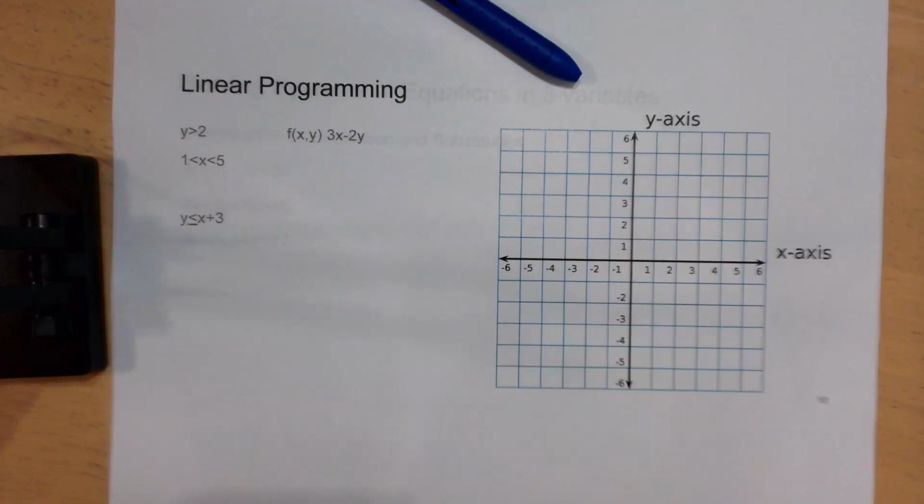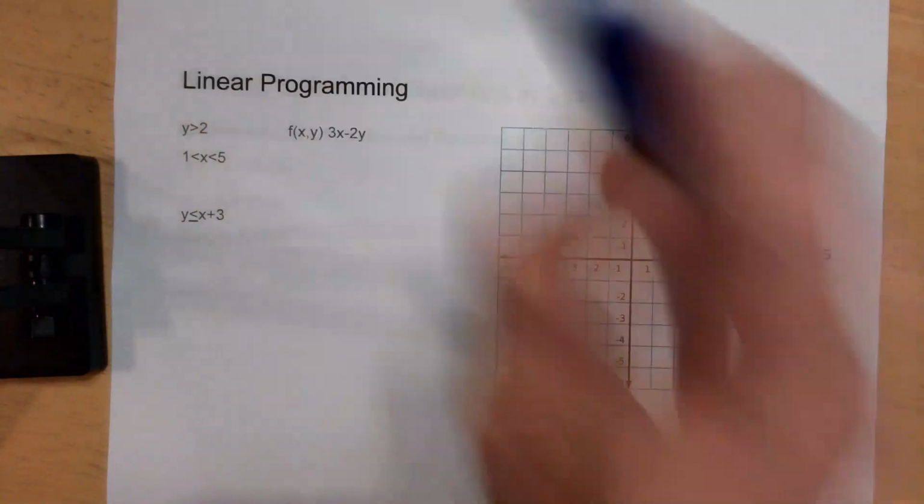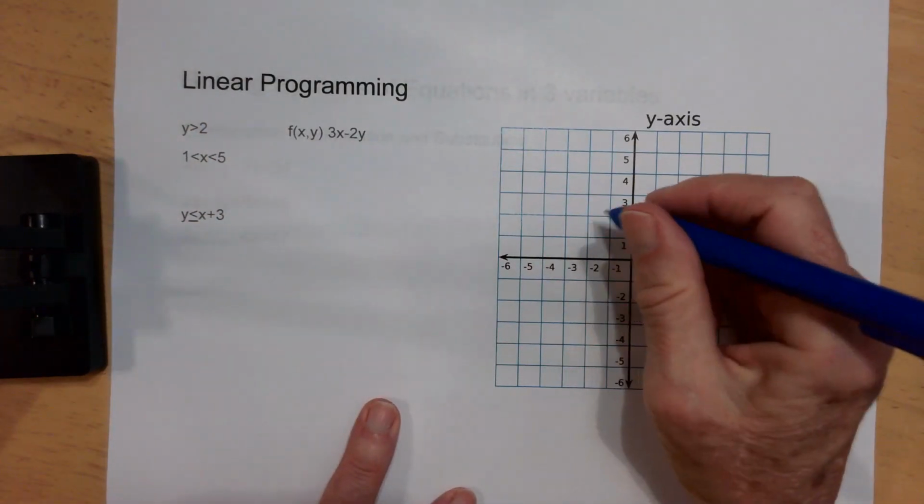All right, then you did a thing on linear programming. Linear programming, you have to do what we just did on the graph, but then you have to find the points of intersection that you can plug back in. So we're going to go ahead and get these on our graph.